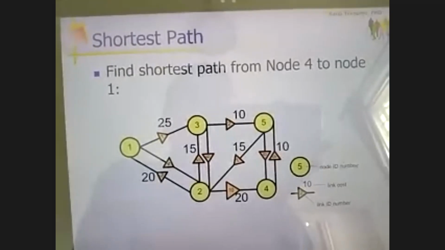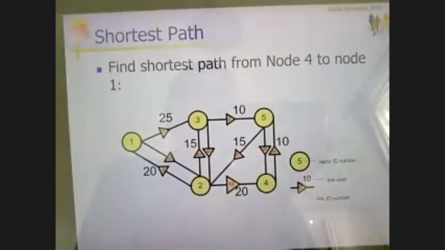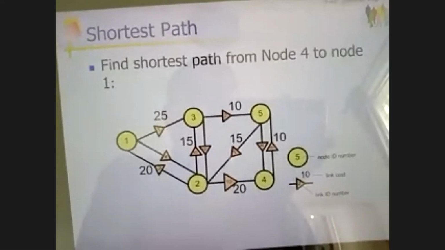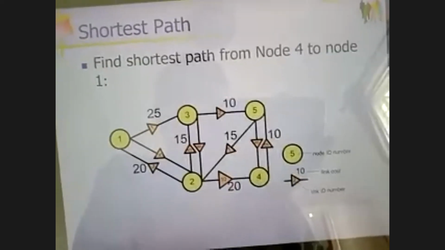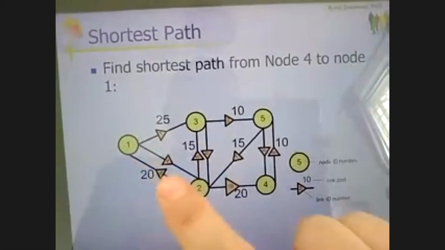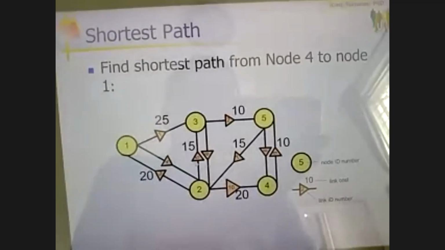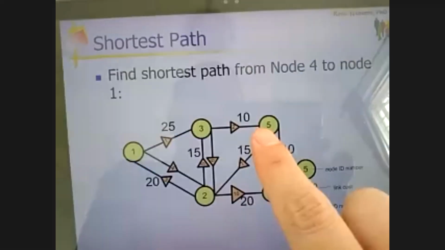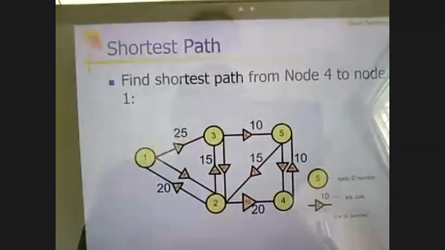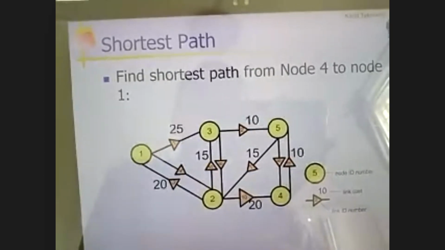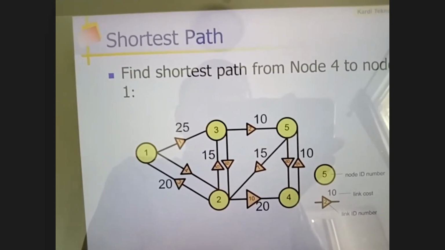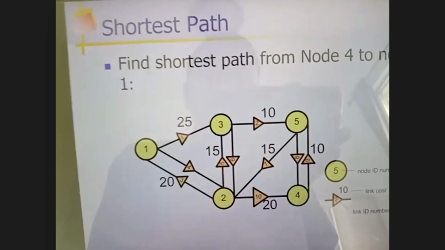So now you can try this. Okay, you can try to make this network. Find the shortest path from node 4 to node 1. So node 4 is here, and then node 1 is here. So where is the shortest path? So the ones in the middle, like 25, 10, 20, 15, these are all link costs. Okay. The ones in the triangle are the link numbers. Okay. The ones in the circle are node numbers.